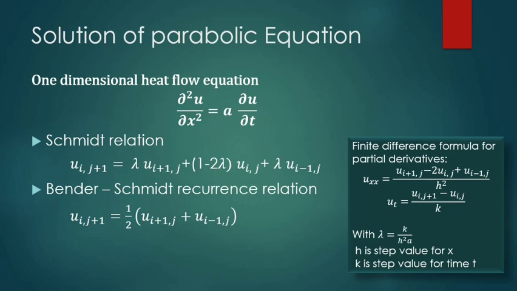In particular, when you take lambda value as 1 by 2, what happens? 1 minus 2 lambda will become 0, so that this term gets eliminated. So Bender-Schmidt relation is obtained from Schmidt relation by taking lambda value as 1 by 2. So u(i, j+1) will be equal to 1 by 2 into u(i+1, j) plus u(i-1, j). So let us solve some problems, one using the Schmidt relation and another using Bender-Schmidt recurrence relation.